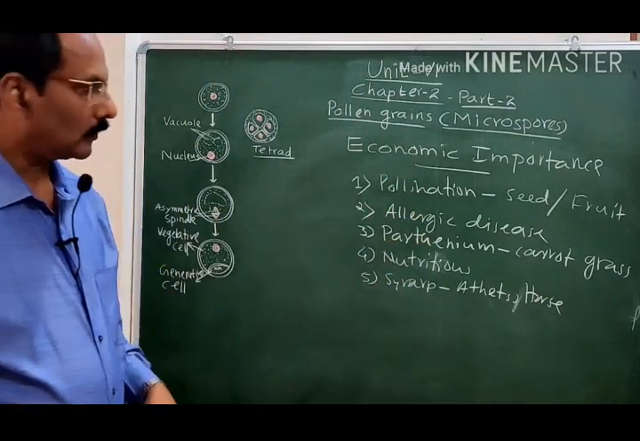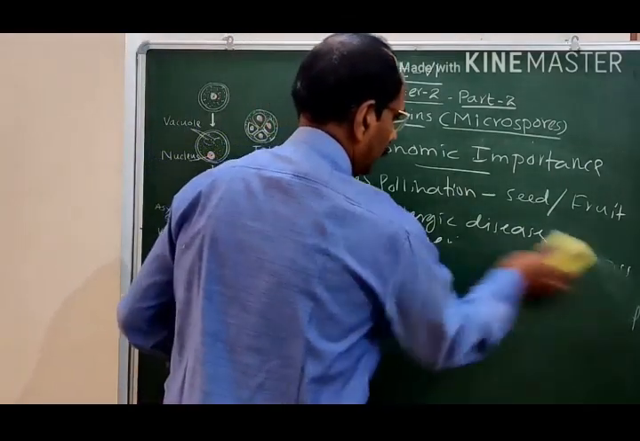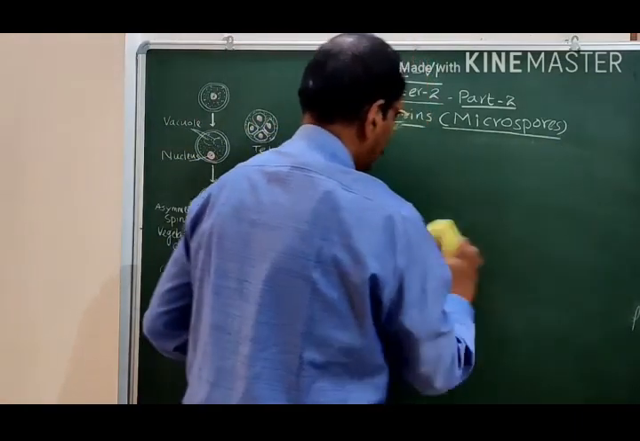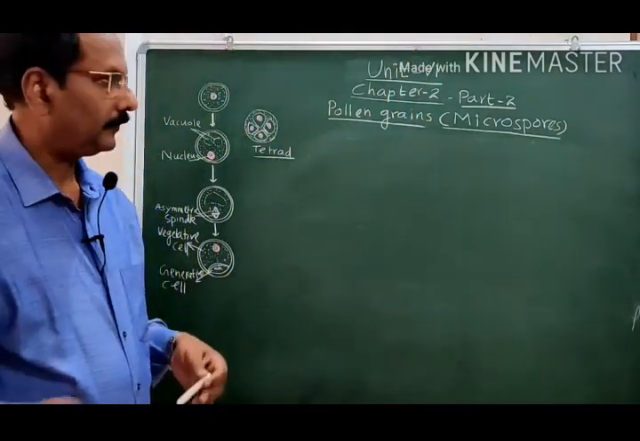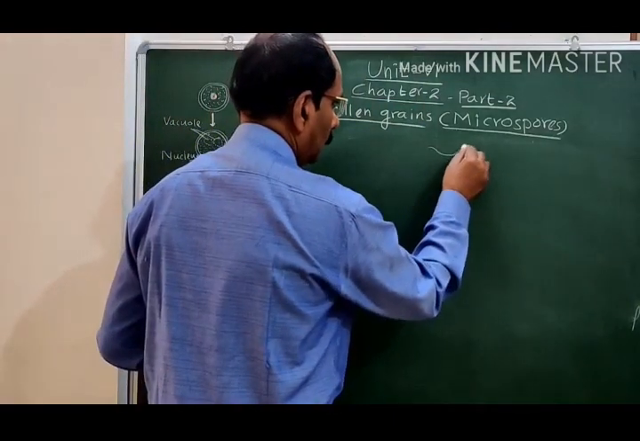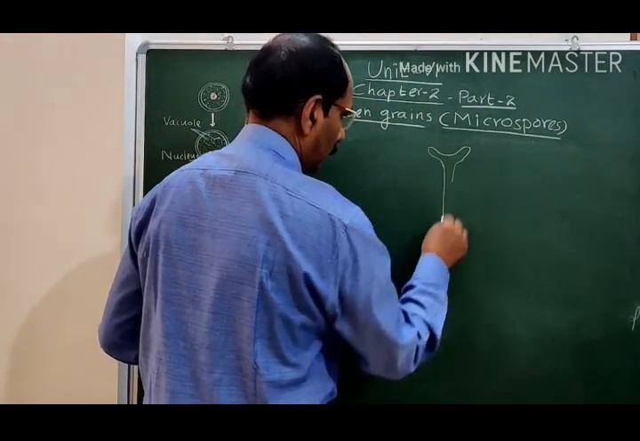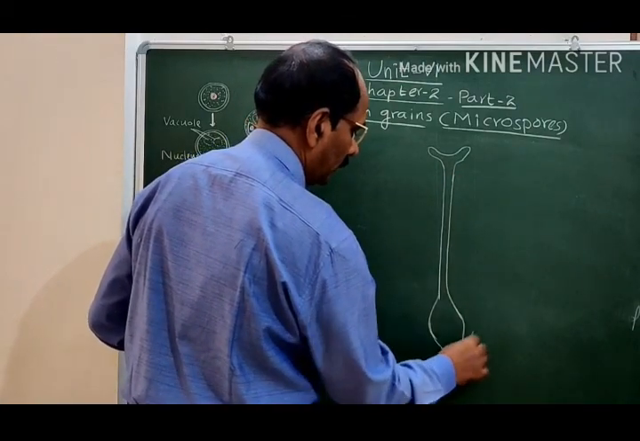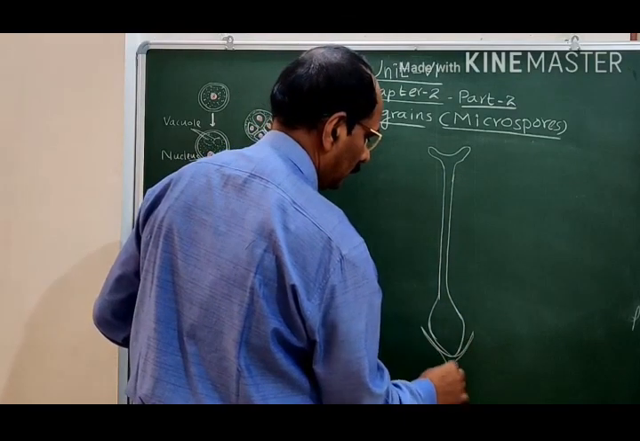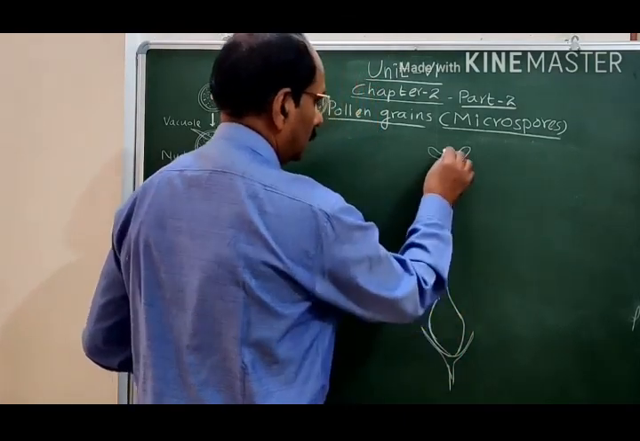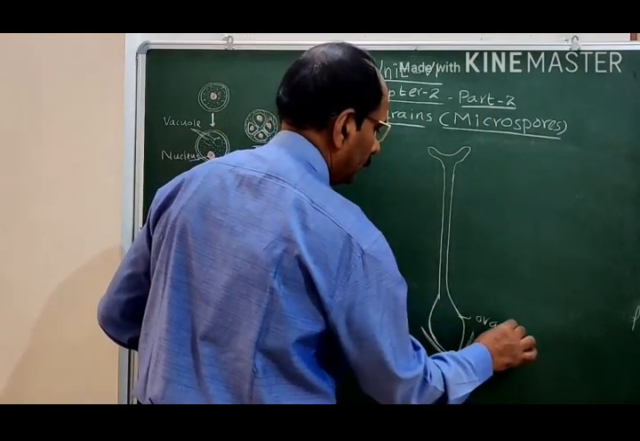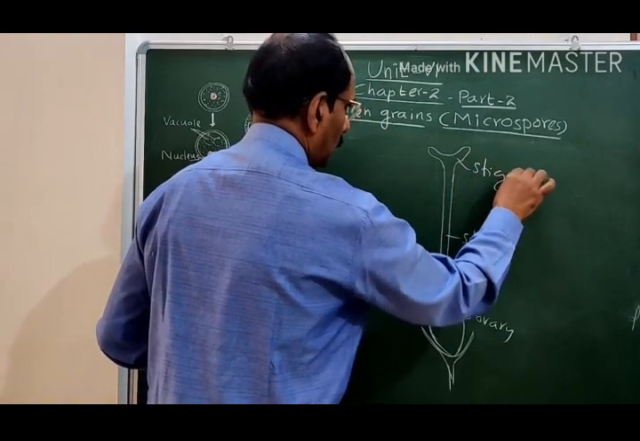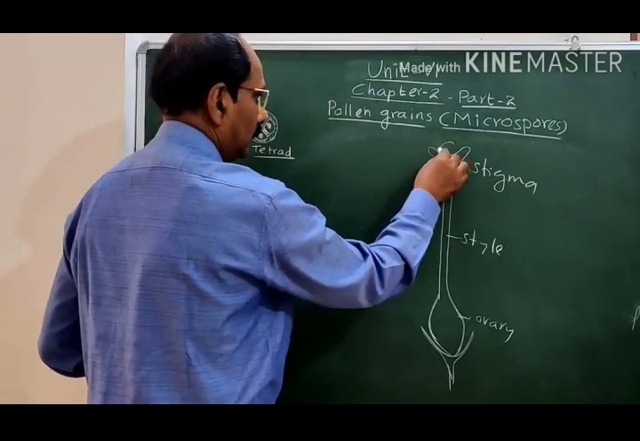Then, these microspores or pollen grains, when shed at a 2-celled stage or a 3-celled stage, are released from the anther. After shedding from the anther, they land on the stigma. This is the female reproductive structure, called a carpel. This is the ovary, this is the thalamus, this is the style, and this is the stigma. So the pollen grains fall on the stigma.